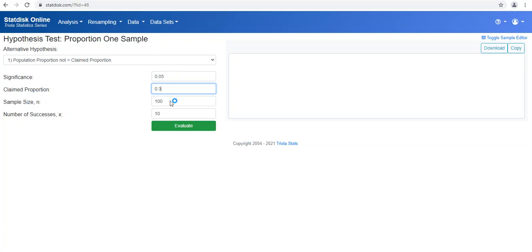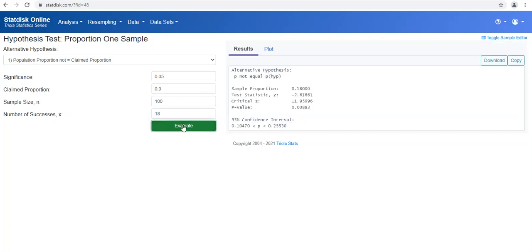Now I'm going to make these up again. Sample size, I said 100. Again, I know it's not 100. I'm just making that up. Number of successes, I'm going to make it 18. Again, I'm guessing, just making that up because I don't want to do all your work for you. So sample proportion is 18%. Okay, that makes sense. Test statistic, critical value.